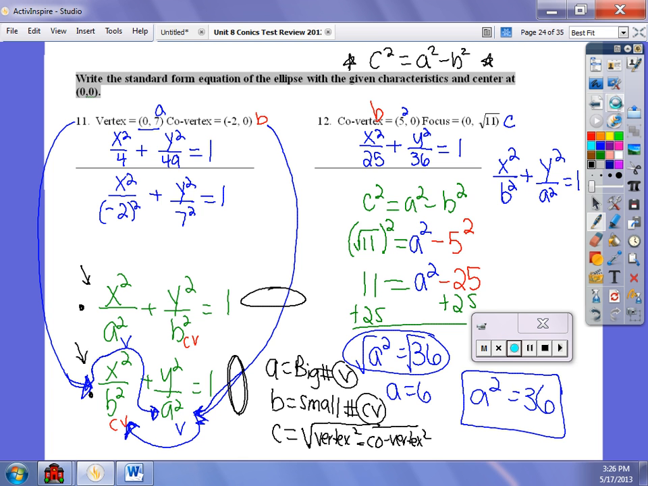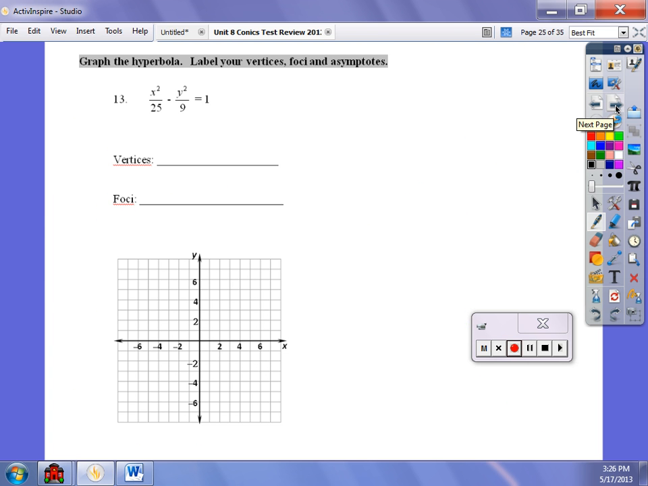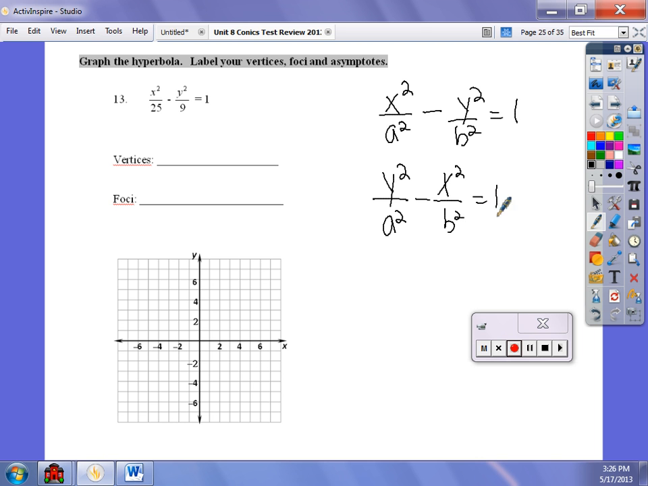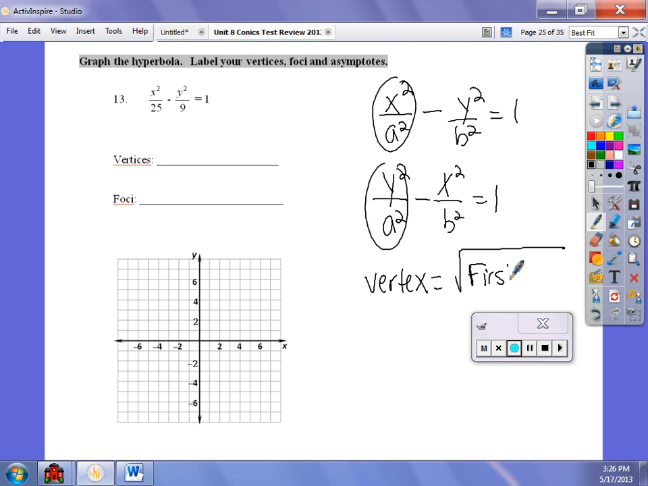Alright, last but not least are hyperbolas. Hyperbolas are different, whereas the formula for the hyperbola is all based on the first number. So notice the position of y squared changes. So vertex is equal to the square root of the first denominator. Okay, we don't really have any concerns about the covertex. We use it to graph, but we don't really need the covertex.